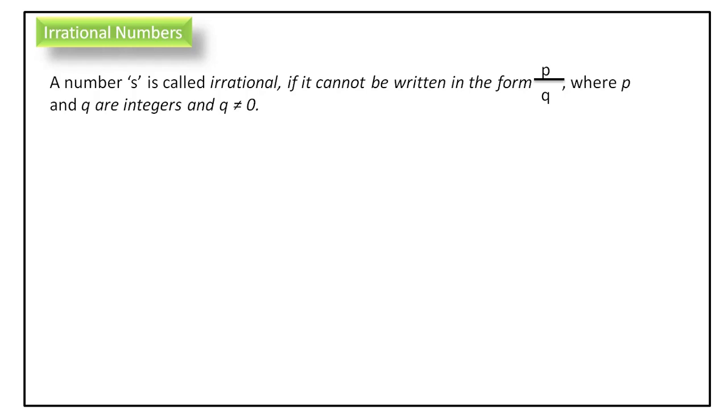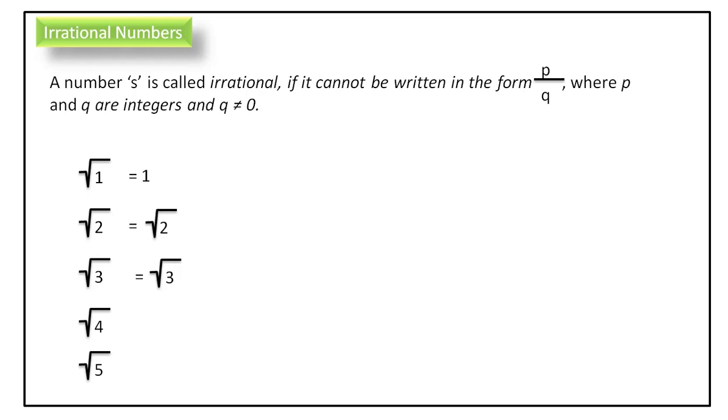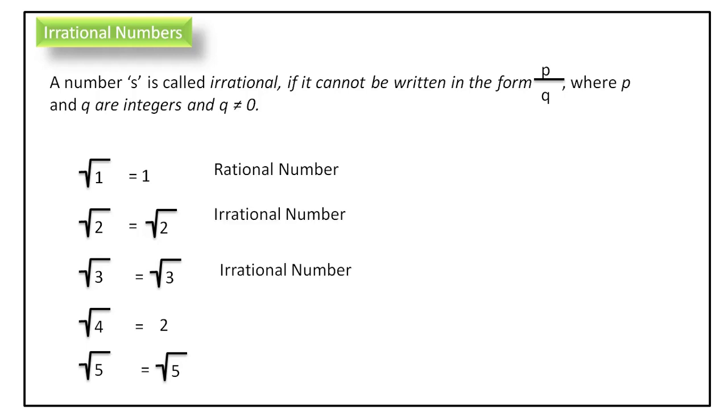You already studied the square root chapter. You know how to take the square root value also. Now we see the square root of 1, 2, 3, 4, 5. The square root of 1 is equal to 1. For the square root of 4, it can be written as the square root of 2 into 2, so the square root of 4 will be 2. The square root of 5 will be the square root of 5. For the square root of 1 and the square root of 4, you have rational numbers. Other values are irrational numbers.